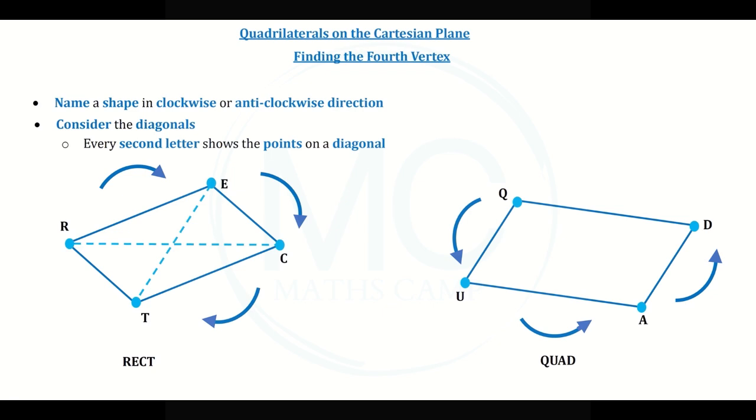In the quadrilateral on the right, Q is our first letter and A is our third. So QA is our diagonal. U is our second letter and D is our fourth. So UD is our other diagonal of this quadrilateral. With this idea in mind, let's look at some examples.